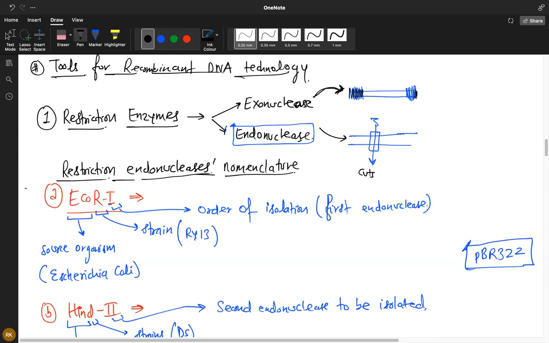So they are not cutting at specific sites, they are cutting from the side. Whereas endonuclease cuts at specific points, within, not from the ends, anywhere in the center. It can just cut here or here or here at a specific site, depending on which restriction enzyme it is.